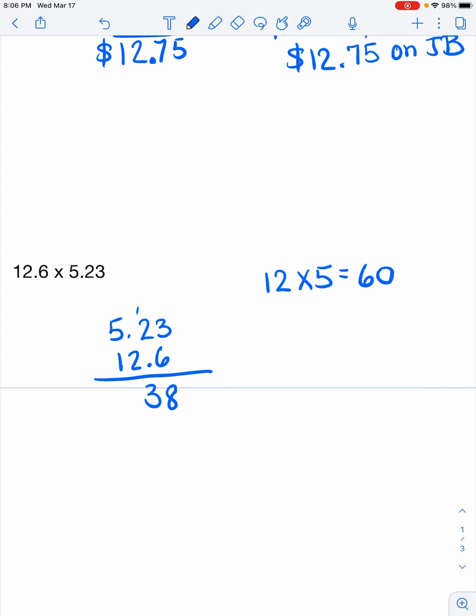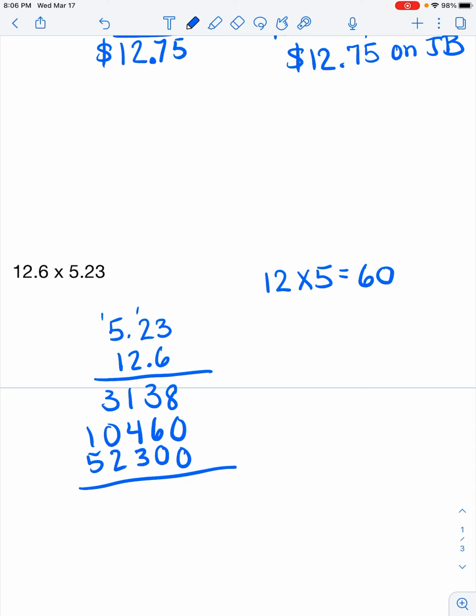And 1 is 13. 6 times 5 is 30, plus 1 is 31. Okay, hold the place. 2 times 3 is 6. 2 times 2 is 4. 2 times 5 is 10. Now I have to hold 2 places. And this is easy. 1 times 3 is 3. 1 times 2 is 2. And 1 times 5 is 5.